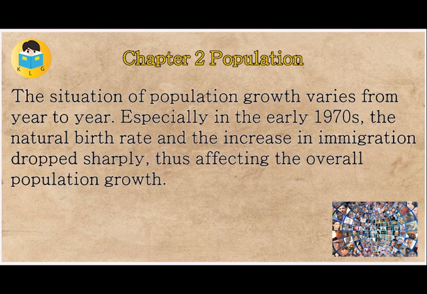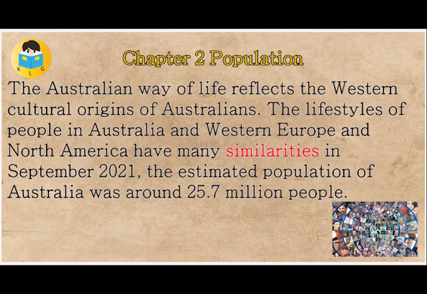Especially in the early 1970s, the natural birth rate and the increase in immigration dropped sharply, thus affecting the overall population growth. The Australian way of life reflects the Western cultural origins of Australians. The lifestyles of people in Australia and Western Europe and North America have many similarities. In September 2021, the estimated population of Australia was around 25.7 million people.